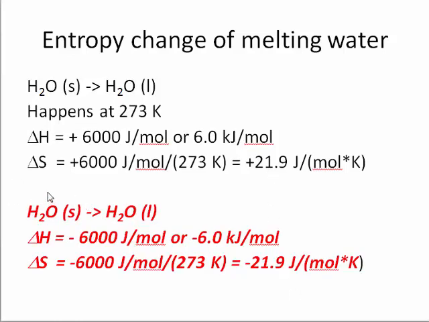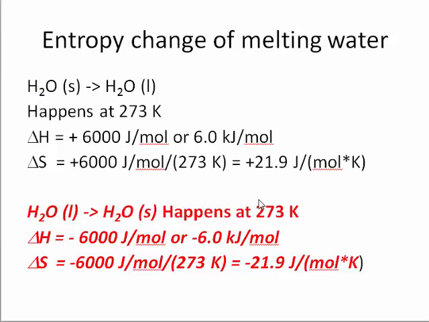It's also straightforward to consider the reverse process, freezing liquid to solid. This also happens at 273 Kelvin, the freezing point. Delta H is negative 6,000 joules per mole, and likewise, delta S is negative. So for the reverse process at the same temperature, the enthalpy and entropy changes are equal and opposite in sign. Notice that as we go from the liquid state to the solid state, the change in entropy is negative. Entropy is decreasing.